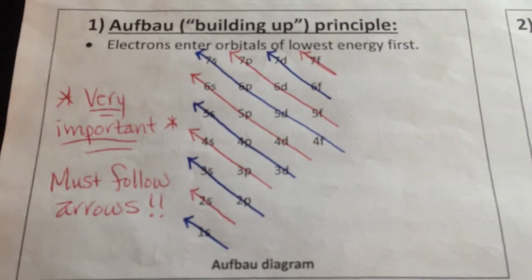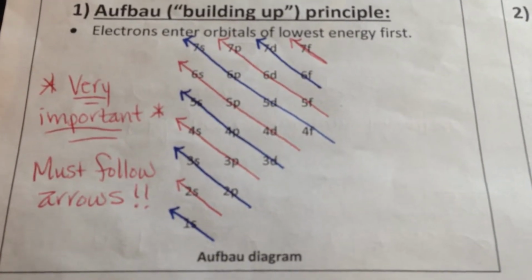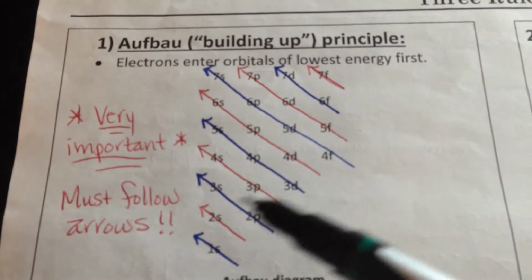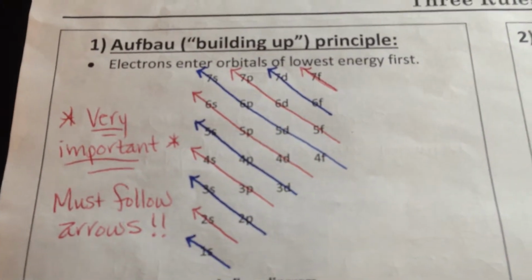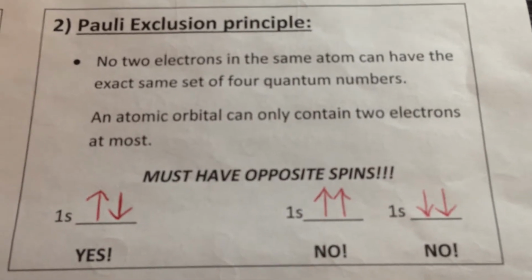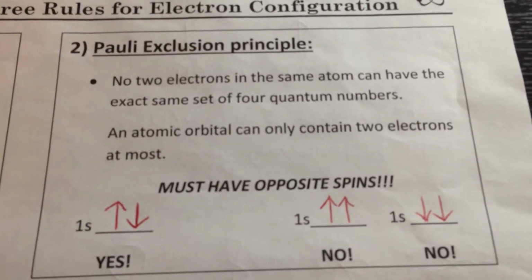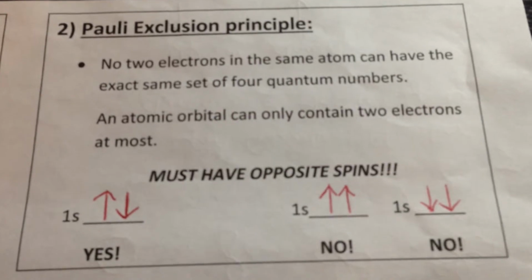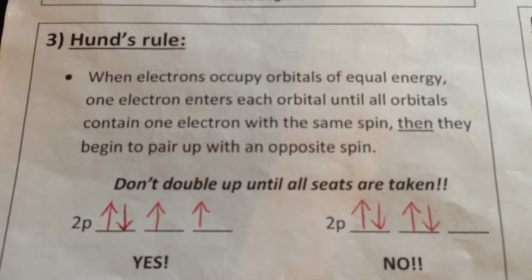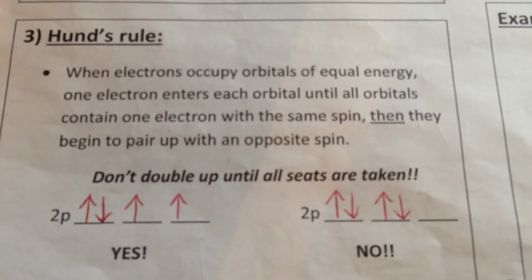So according to Aufbau's rule, we have to start filling these orbitals using the lowest energy level first, and that is going to be the 1s orbital. Of course, Pauli says that we have to make sure that we put those in with opposite spins, and since the s orbital only has one line for these electrons to fit on, Hund's rule doesn't really apply to the s orbital, since we only have one seat on this bus.